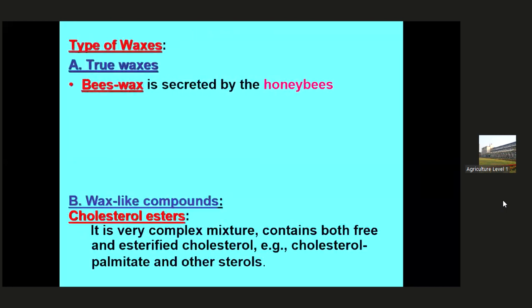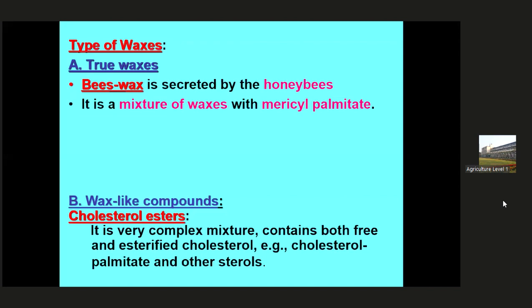Wax is of two types. One is beeswax. This is true wax, produced by the honeybee in the honeycomb. They use this beeswax for preparing their hive to store the honey, and its composition is myricyl alcohol with palmitic acid. Palmitic acid is usable for you, but myricyl alcohol is a long chain, monohydric alcoholic compound.